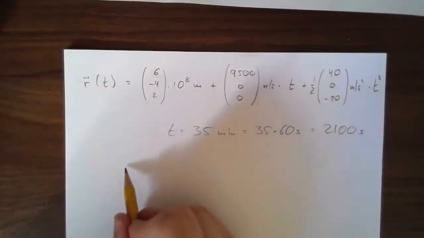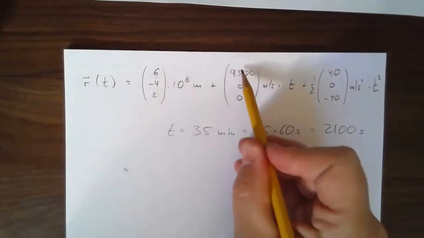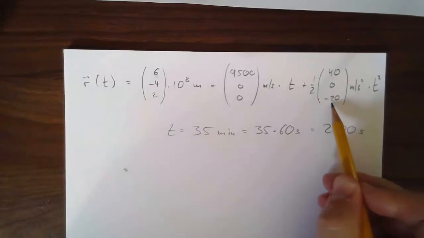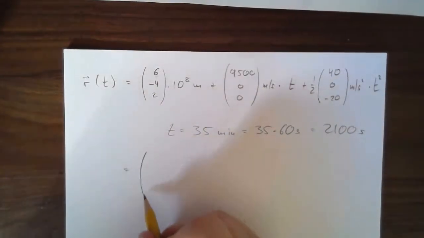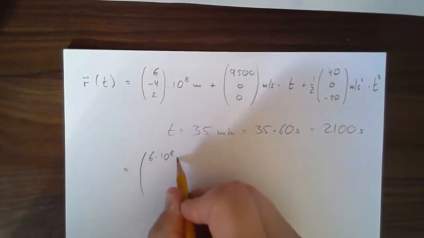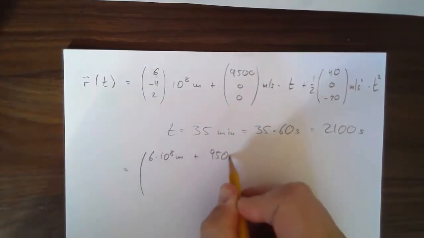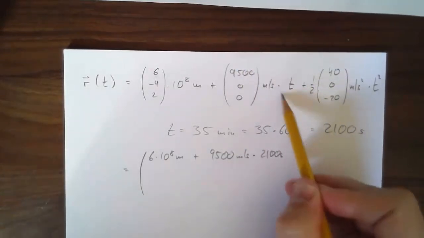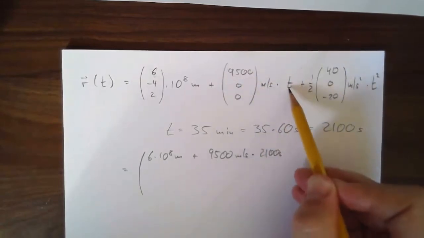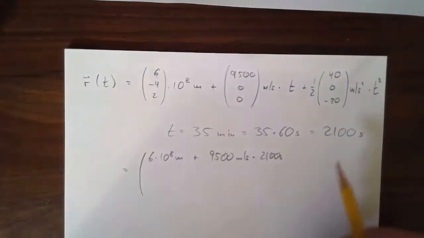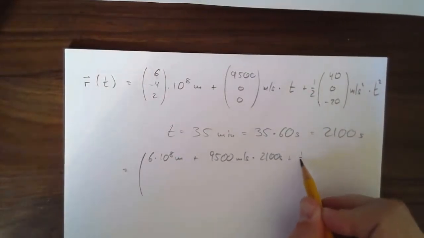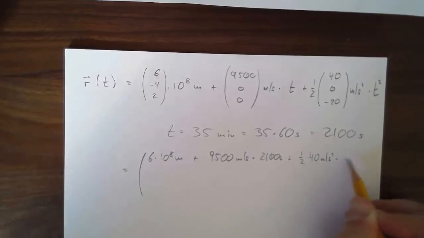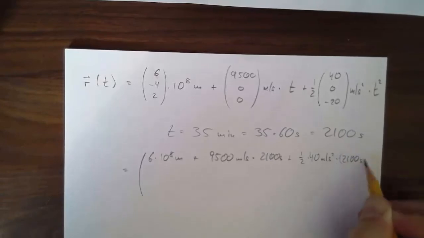Now I just combine this. I combine the x component, x component, x component, y component, y component, y component, z component, z component, z component. So I can write a single vector as 6 times 10 to the 8 meters plus 9,500 meters per second times 2,100 seconds. That's this times this. Remember, if I multiply a vector by a number outside, it multiplies every single component. And then I have 1/2 times 40 meters per second squared, times 2,100 seconds squared.